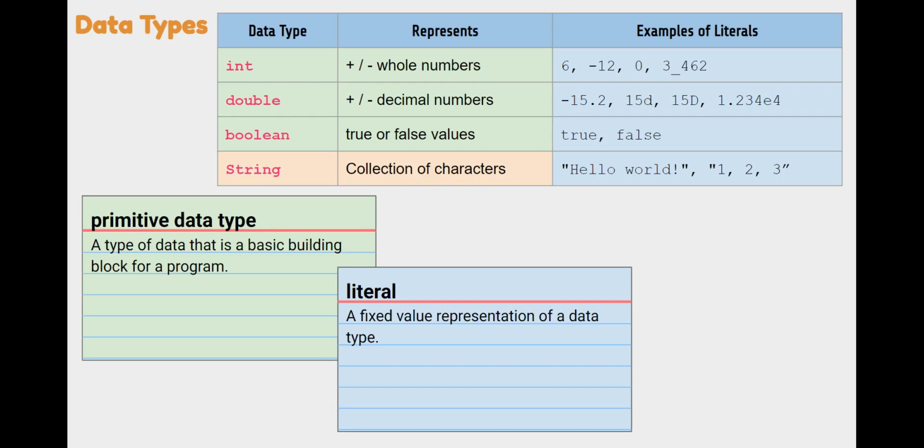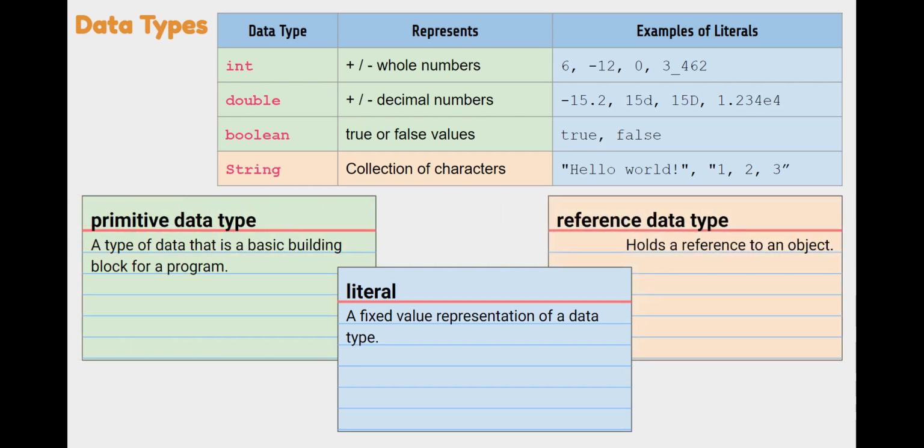Now, string is not a primitive data type. It is going to be a reference data type. It's going to hold a reference to an object. Remember those string literals, those are objects. So we have some examples of some string literals. We have "hello world" in quotes, and we have "123" in quotes. Those are considered string literals.